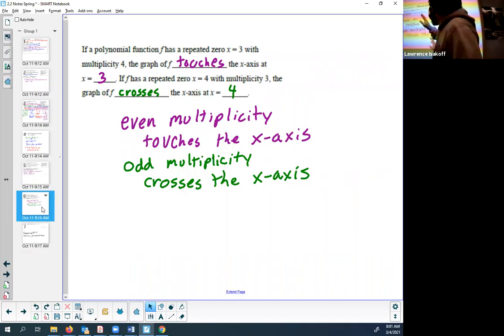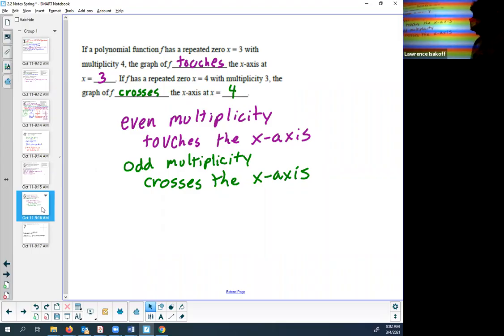So, a polynomial f of x has a repeated 0 at x equals 3 with a multiplicity of 4. The graph f of x touches the x-axis at 3 and has a repeated 0, and it has, sorry, I forgot, I wanted to talk about this first before that. I like how they say this, but I want to put it in simpler terms for you first.